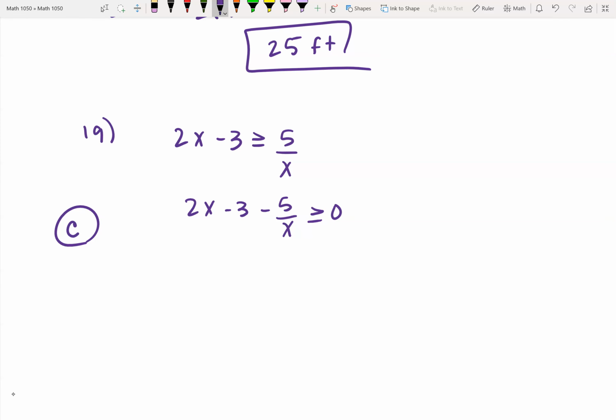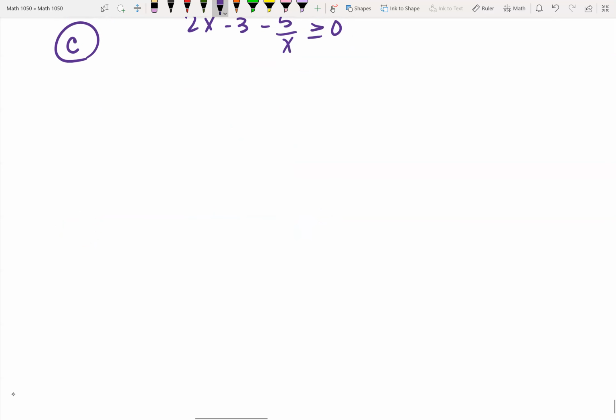Now it does say circle all that apply. So on question A, they did the reciprocal of both of them and reversed them. That is not what you do. The second one, they got rid of the denominators. You can't get rid of the denominators. So the correct answer is C, and we're done.